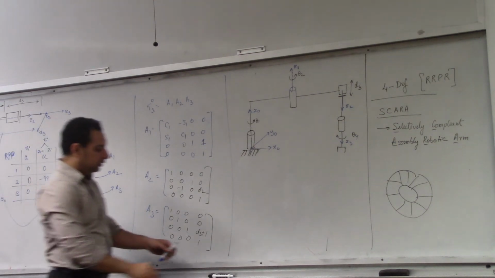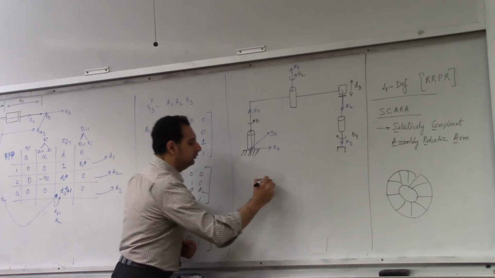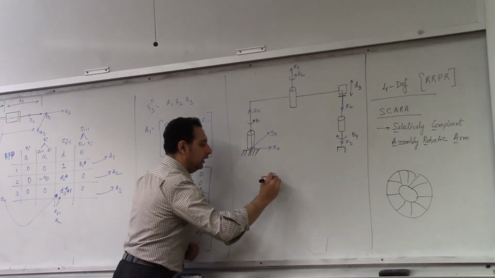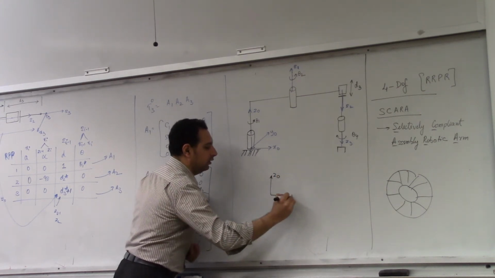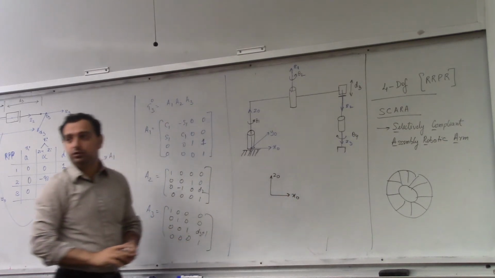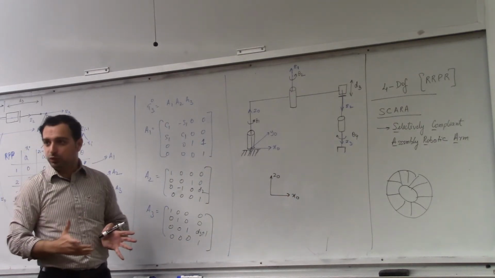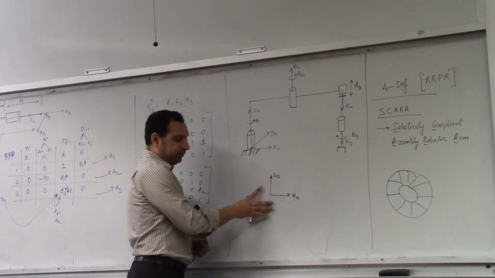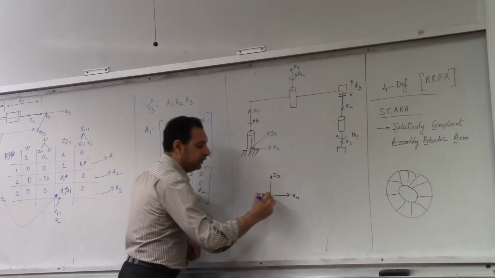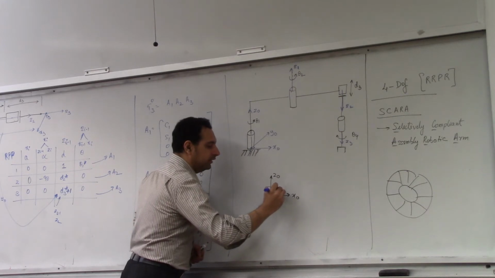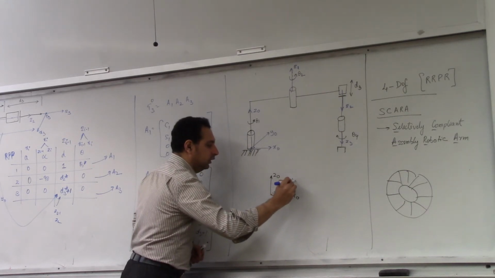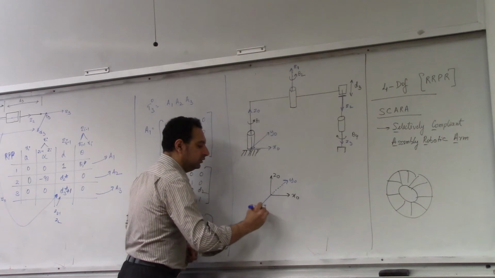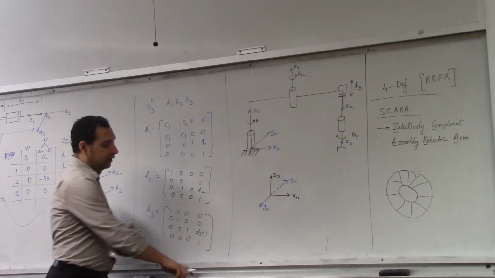Okay, so if you have Z0 and X0 like this, you want to decide where Y is. Y has two options. First of all, it has to be perpendicular, since these are all mutually perpendicular axes. So Y can be like this, or Y can be outside the board. It has two options. So which one do you pick?